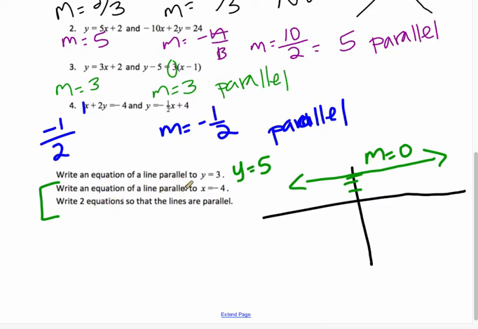Write an equation of a line parallel to x equals negative 4. And then write two equations so that the lines are parallel. So like 1 through 4 up here. Each of these was two equations. Okay, I don't care what form your equations are in. I just need you to give me two equations that are parallel.